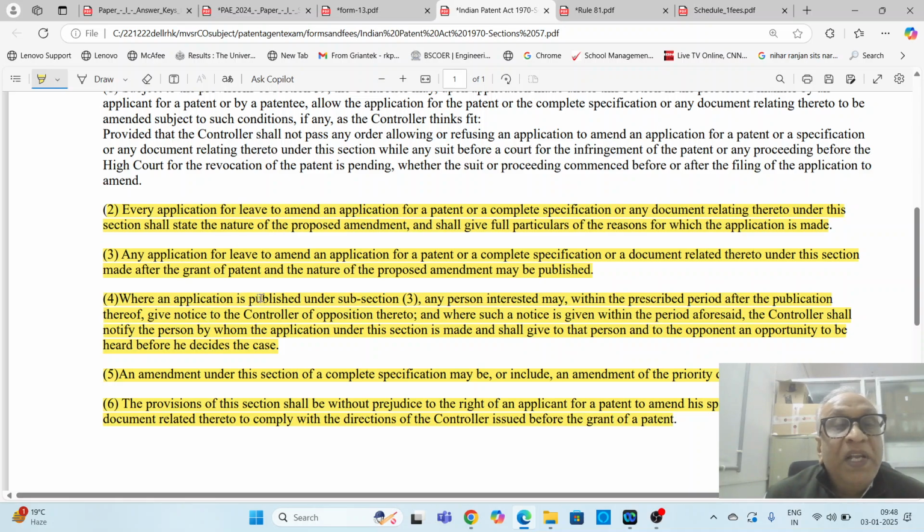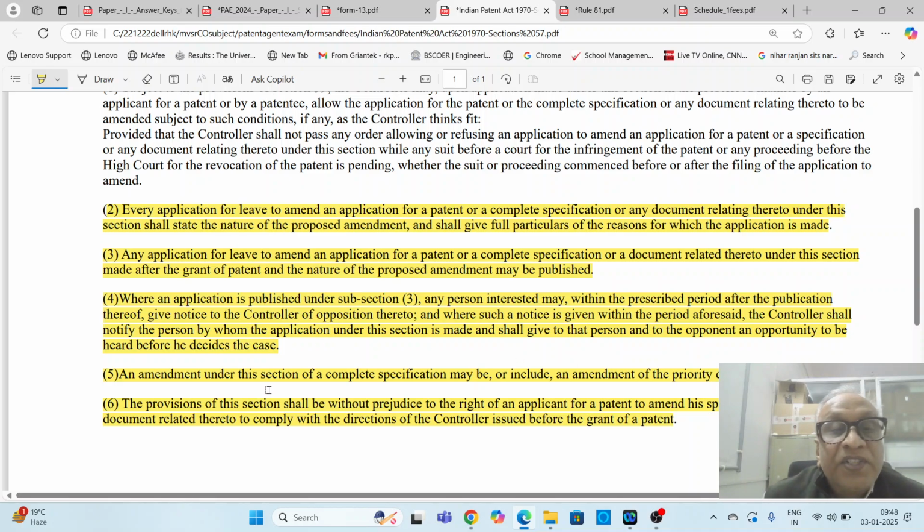So where an application is published under subsection 3, any person within that prescribed period after the publication may give notice to the controller of opposition thereto, such a notice given within the period aforesaid. The controller shall notify the person by whom the application under this section is made, and shall give to the person and to the opponent an opportunity to be heard before he decides the case.